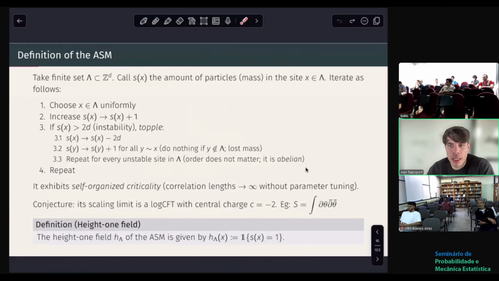There are many calculations in a physicist way that have been done about the ASM that back up this conjecture, not only the correlations in the height one, but also some approximations in different heights and so on. They do seem to match those you would obtain in a CFT, but so far it hasn't been identified. Okay, thank you. Yeah, this is different to hydrodynamic limits.